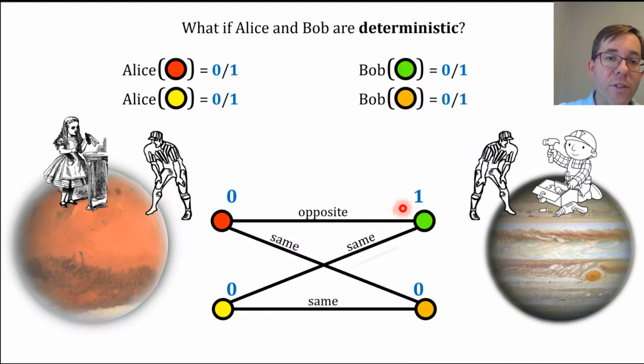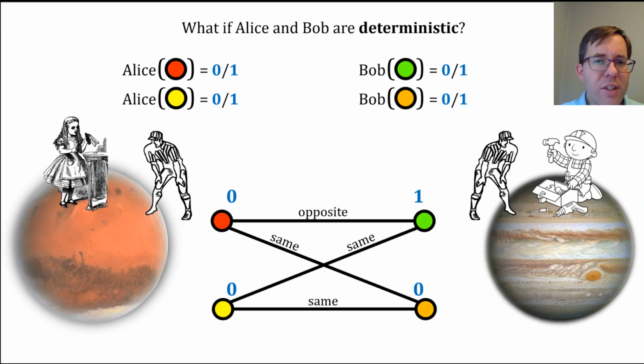They get the wrong answer when the challenge is yellow and green, because they're supposed to say the same thing there, but Alice says 0 and Bob says 1. And they succeed when the challenge is red on Alice's side and green on Bob's side, because they're trying to say opposite things, and they do.